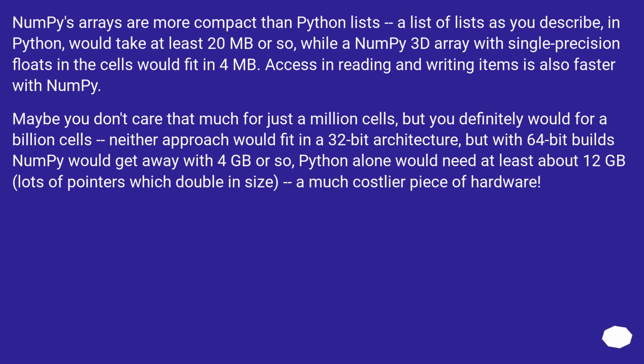NumPy's arrays are more compact than Python lists. A list of lists as you describe, in Python, would take at least 20 MB or so, while a NumPy 3D array with single precision floats in the cells would fit in 4 MB. Access in reading and writing items is also faster with NumPy. Maybe you don't care that much for just a million cells, but you definitely would for a billion cells.